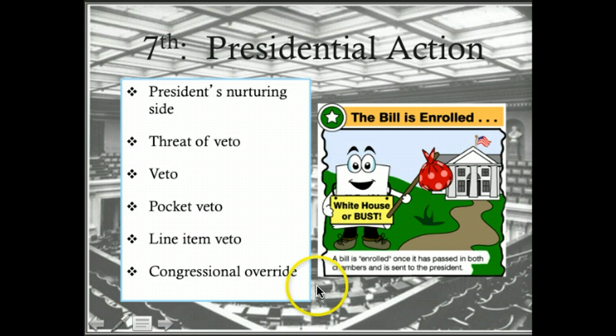Of course, if the president outright vetoes a bill, Congress can attempt to override it. That takes a 2/3 vote in both houses. This is rare. That's why a threat of a veto works so well. In fact, it has only happened 2% of the time.